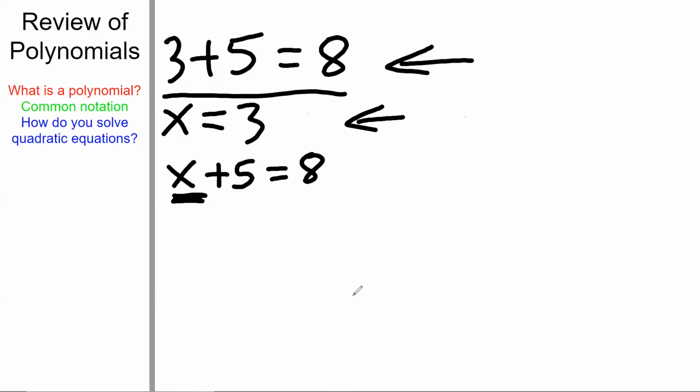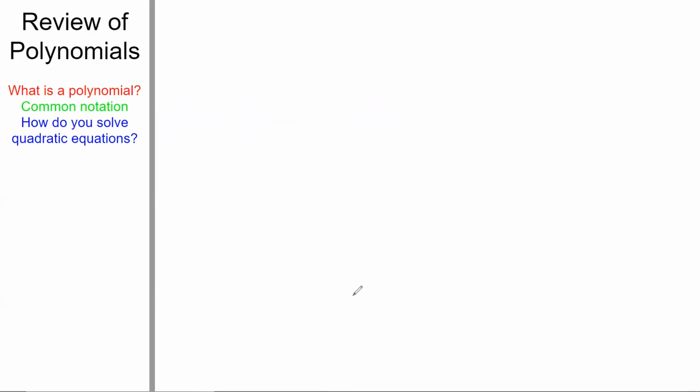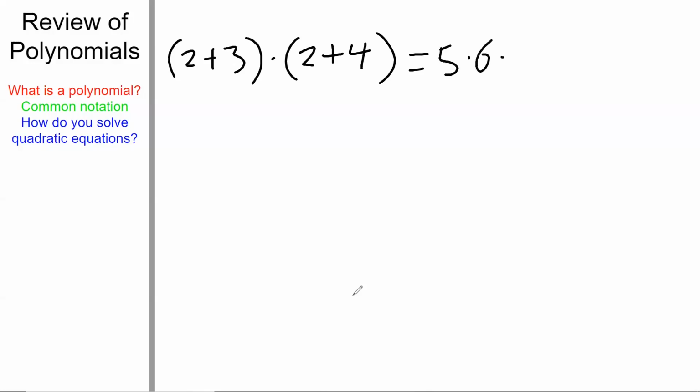So let's try to look at this in the context of factorizing. So let's say, what is 2 plus 3 times 2 plus 4? Can anybody tell me what this is? Okay, so 2 plus 3 is 5. 2 plus 4 is 6. So this would be 5 times 6, which is equal to 30.